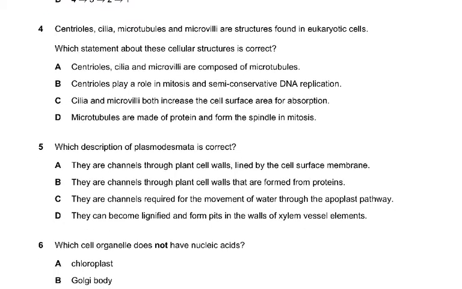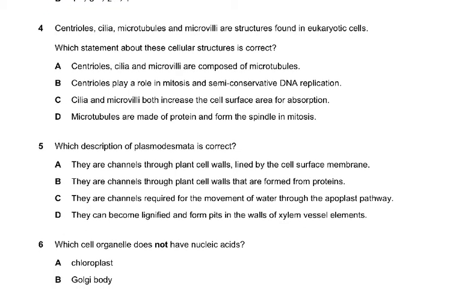Next, question number 4. Centrioles, cilia, microtubules, and microvilli are structures found in eukaryotic cells. Which statement about these cell structures is correct? Centrioles, cilia, and microvilli are composed of, no, I'm sorry, microvilli are not composed of microtubules. Centrioles and cilia are. Microvilli are what? They're just surface foldings. The cell membrane is folded, microvilli.